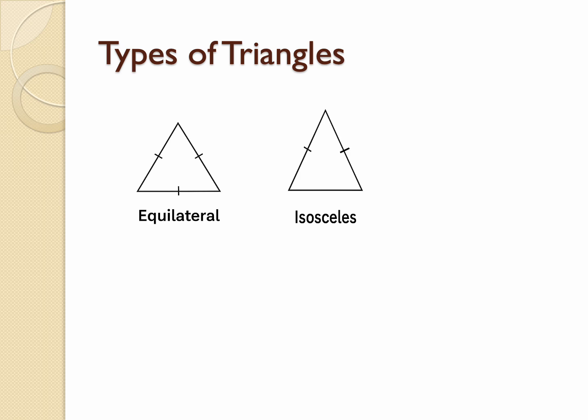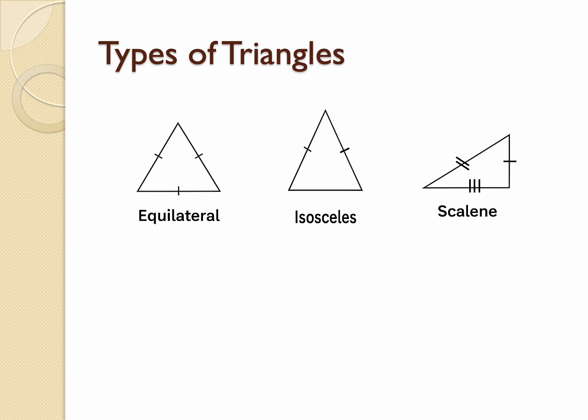And then we have the isosceles triangle. In this case, only two sides are equal to each other. The third is of a different length, so hence there are only two ticks. And then we have the scalene triangle where all three sides are of different lengths, hence there are three different ticks.